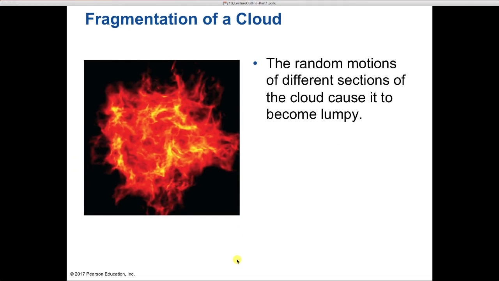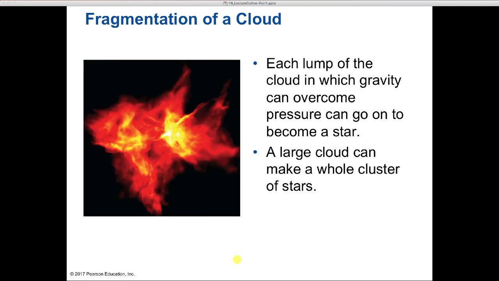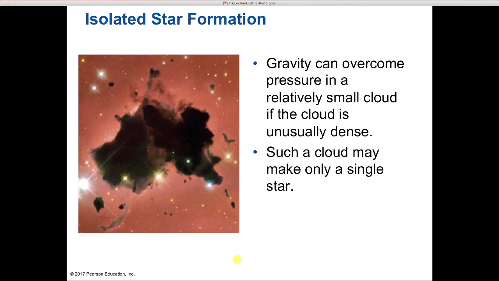So again, the random motions of different sections cause the cloud to clump, and then each clump is a place where gravity can overcome pressure, and ultimately it can become a star. A large cloud can make a whole cluster of stars. If it's a smaller cloud, you could possibly get 1, maybe 2 stars formed in the cluster.